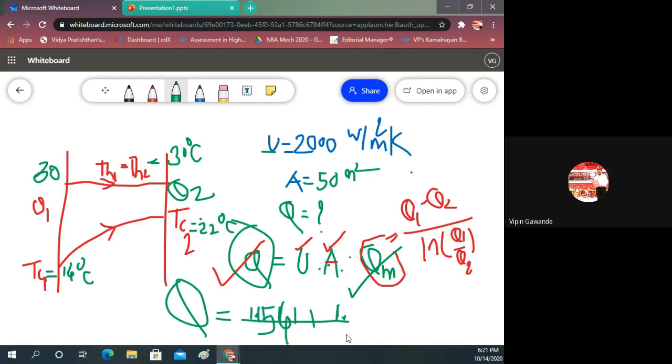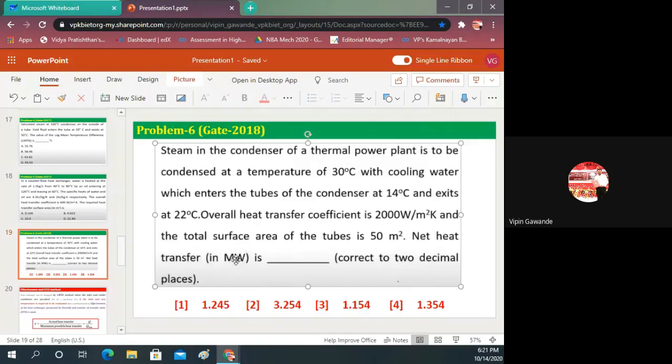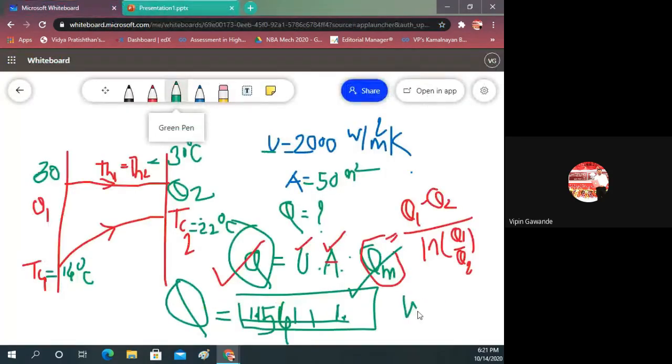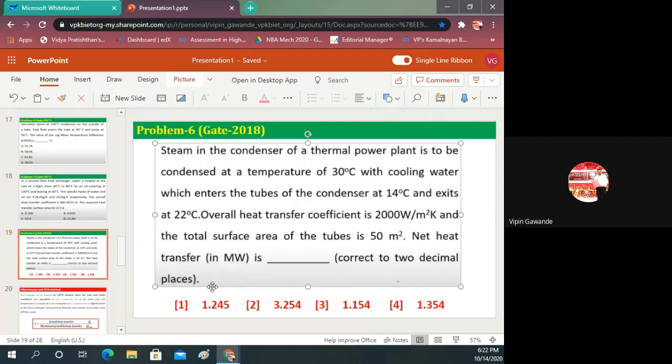And the answer will come 1.154. Okay, so you will get the answer, but be careful. We have to write down the answer in megawatt, and the answer will come in watt. So you have to divide this by 10 raised to power 6, since mega means 10 raised to power 6. So it comes directly here. So you see here, the answer given is this one. So 1.154 is the answer.